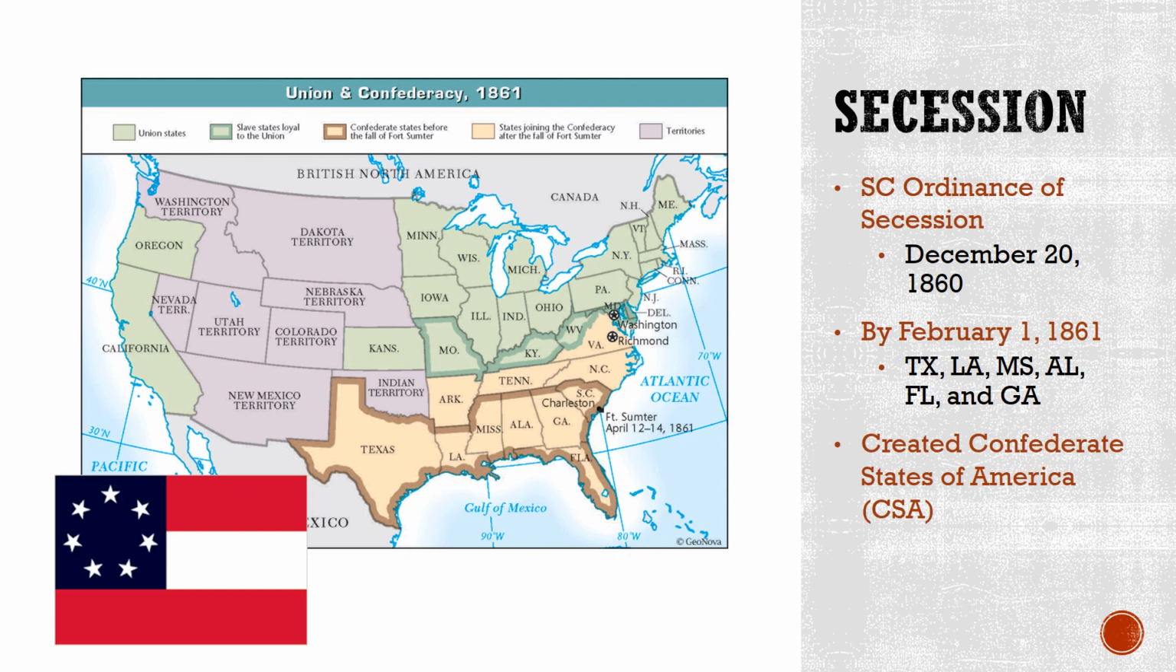On December 20th, 1860, the South Carolina legislature passes the Ordinance of Secession, which, going back to this idea of the compact theory of government, they argue this is possible. By February 1st, 1861, Texas, Louisiana, Mississippi, Alabama, Florida, and Georgia have all seceded from the Union, and together they've created the Confederate States of America, which they claim is an independent nation. And they're, again, using this idea of the compact theory of government that they can secede or leave the Union.